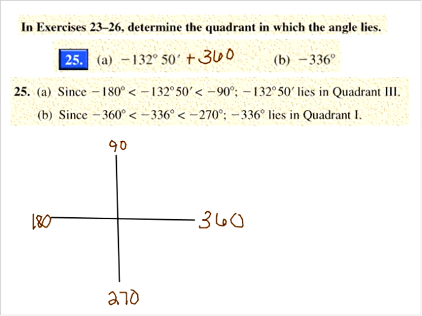So this is approximately 228 degrees, which does lie in quadrant 3. And then negative 336 plus 360 is about 24 degrees. So 24 degrees lies in quadrant 1.